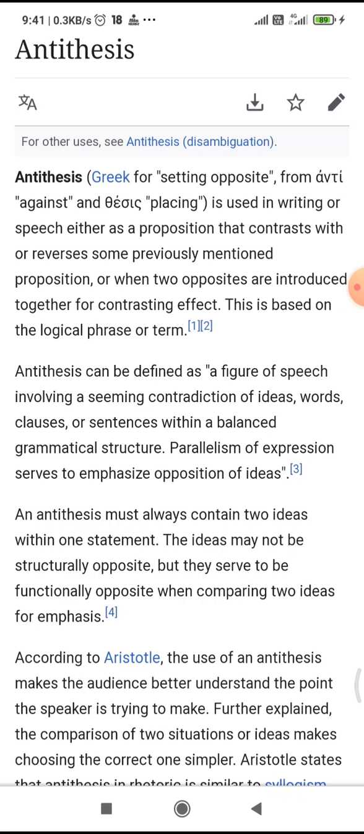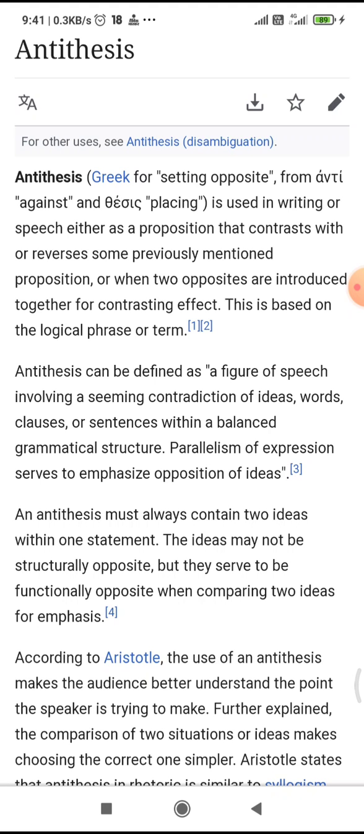So, I repeat the above line. The ideas may not be structurally opposite, but they serve to be functionally opposite. They should be functionally opposite when comparing two ideas for emphasis.